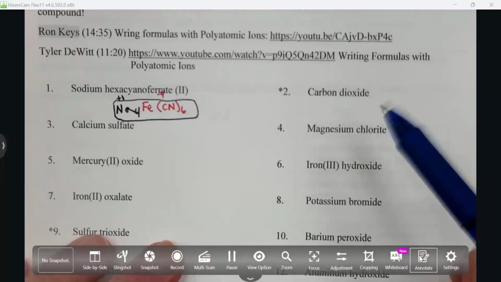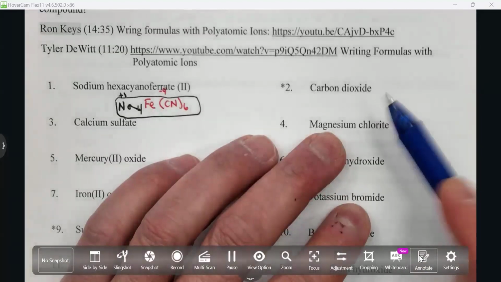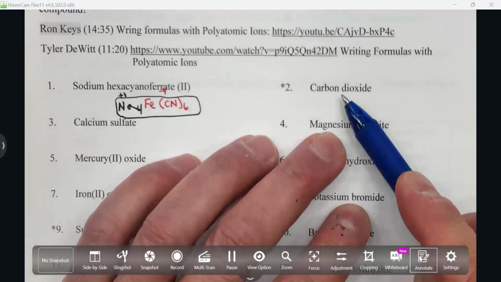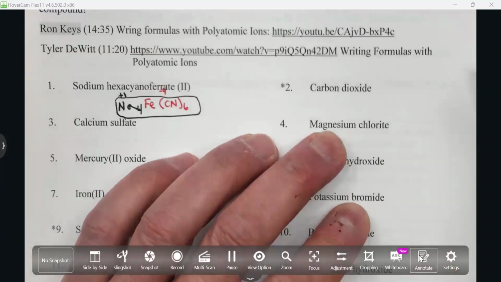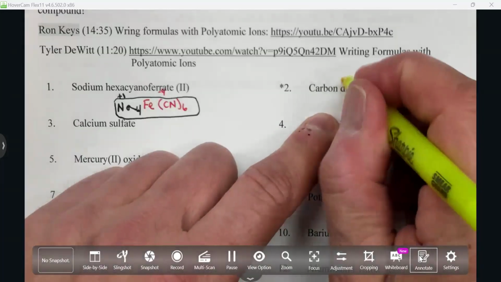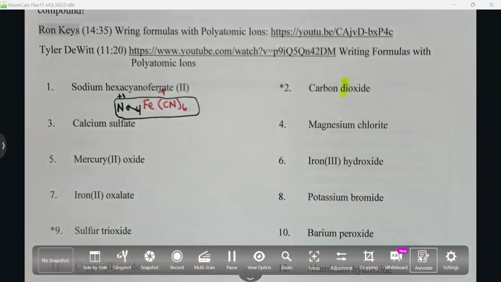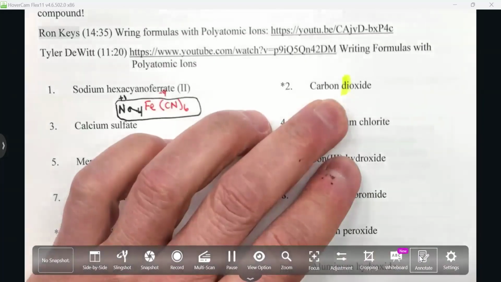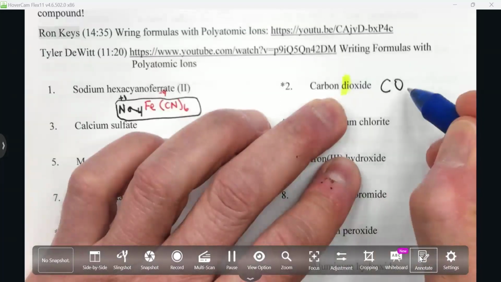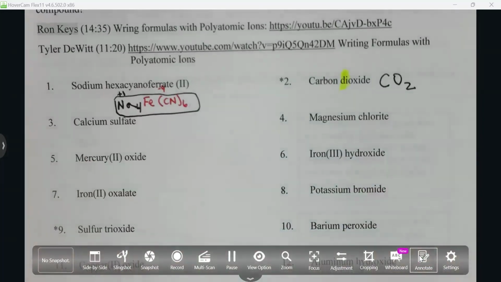Carbon dioxide. Carbon should have a Roman numeral, it does not. Dioxide, you're going to use the prefixes for this. So carbon dioxide is going to be CO2, right? CO2, we're not looking up charges.